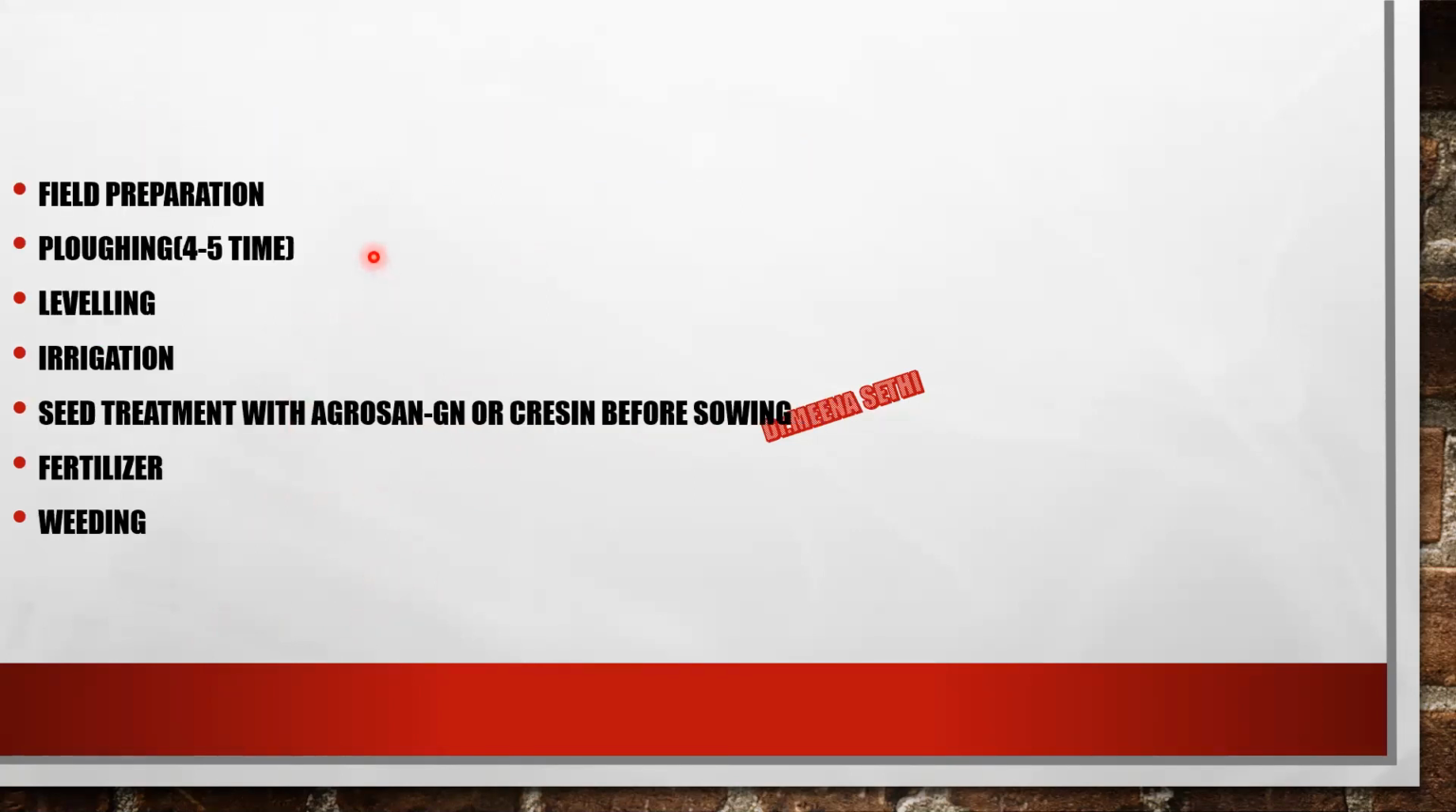Now, how do we cultivate the wheat? First, the field is prepared for its cultivation. Plowing is done 4 to 5 times. Plowing is when lower soil is being mixed into the upper soil. In that way, soil will have good aeration and good drainage qualities. Then leveling is done. Irrigation is given.